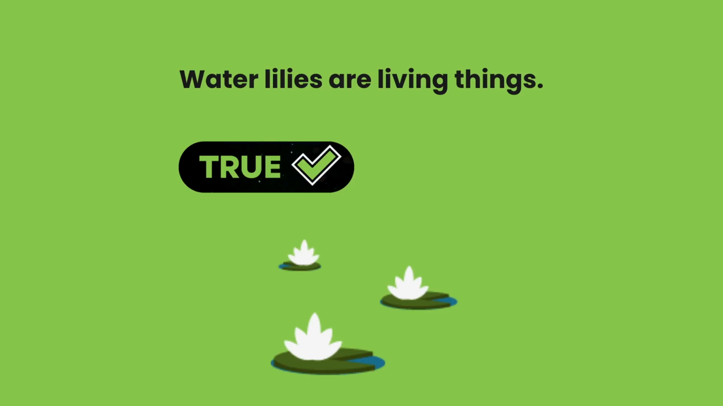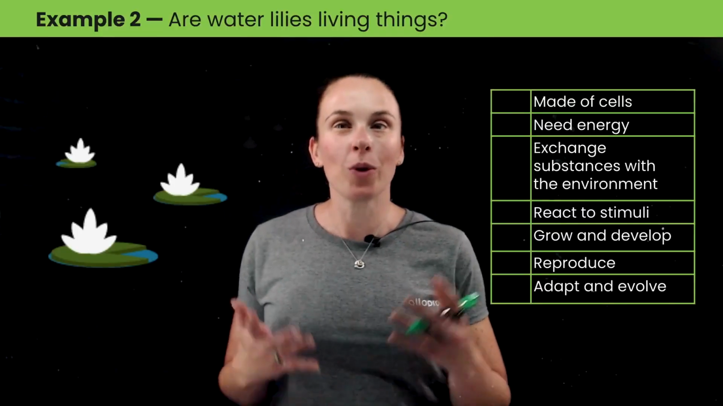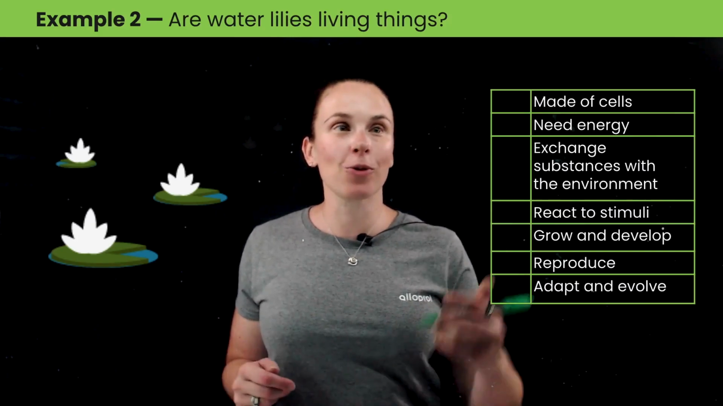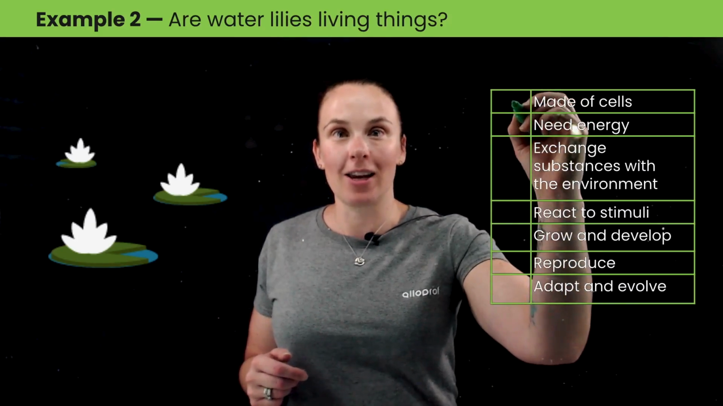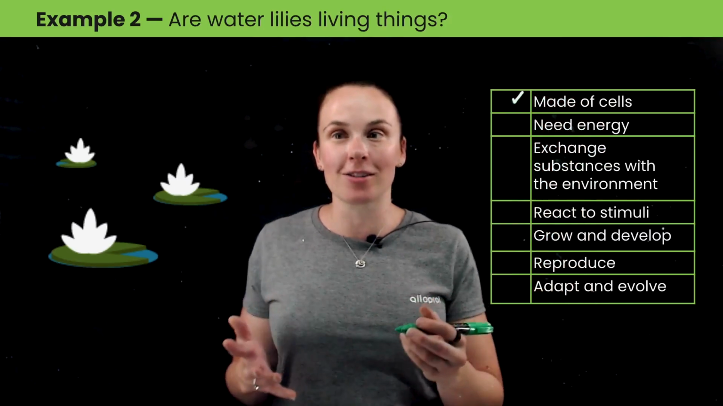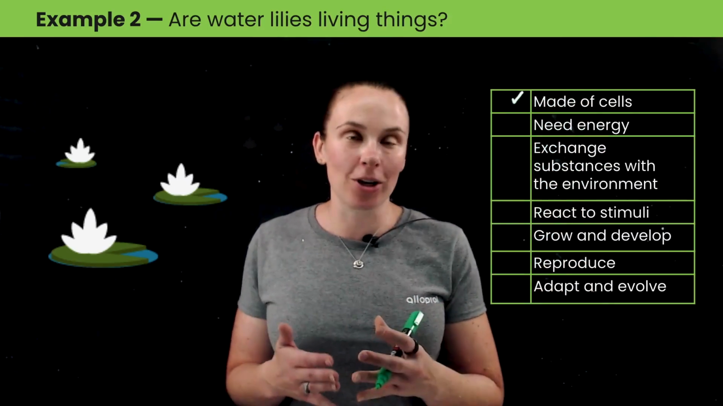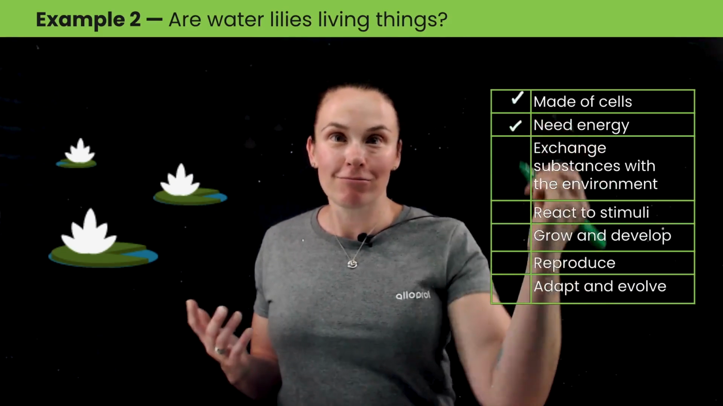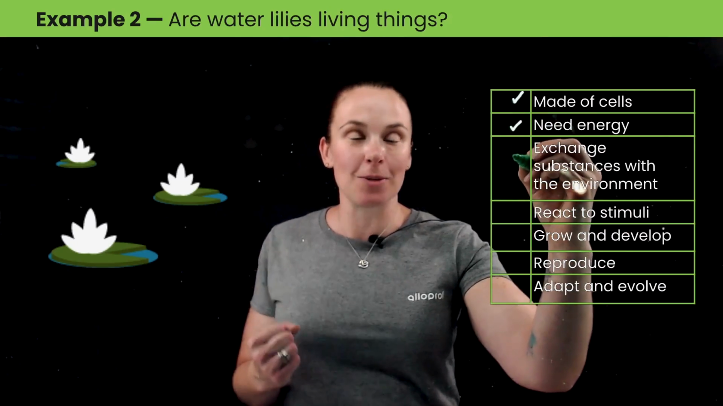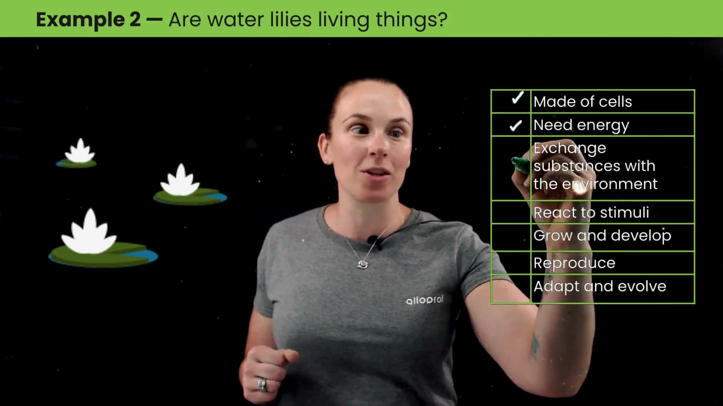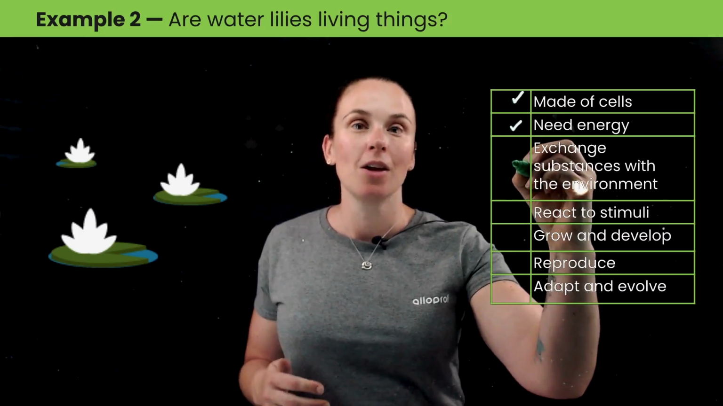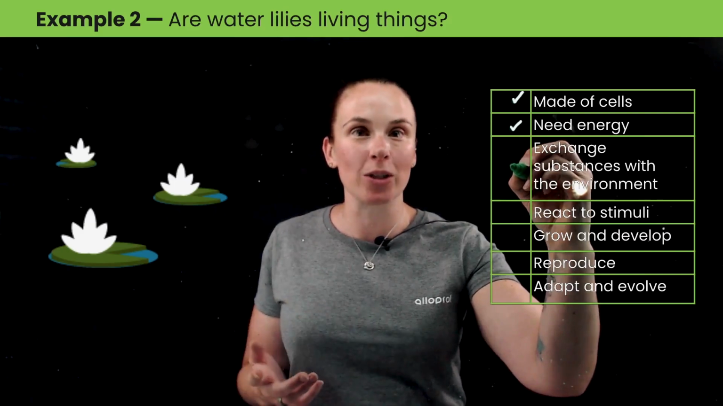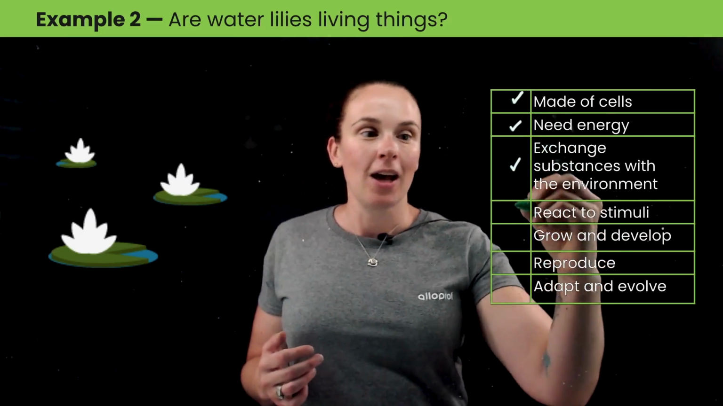The answer is true. Once again, we will look at the 7 characteristics to see if this is in fact a living thing. So the first thing we're going to look at is, is it made of cells? And it actually is. We can see if we take a cross-section of any part of a lily, we can put it under the microscope, we will see cells. It also needs energy from the sun. So there you go. And once it absorbs that energy, it will exchange substances with its environment in the form of photosynthesis. So what's going to happen is that it's going to absorb CO2 from the atmosphere, and then it's going to release oxygen into the atmosphere.